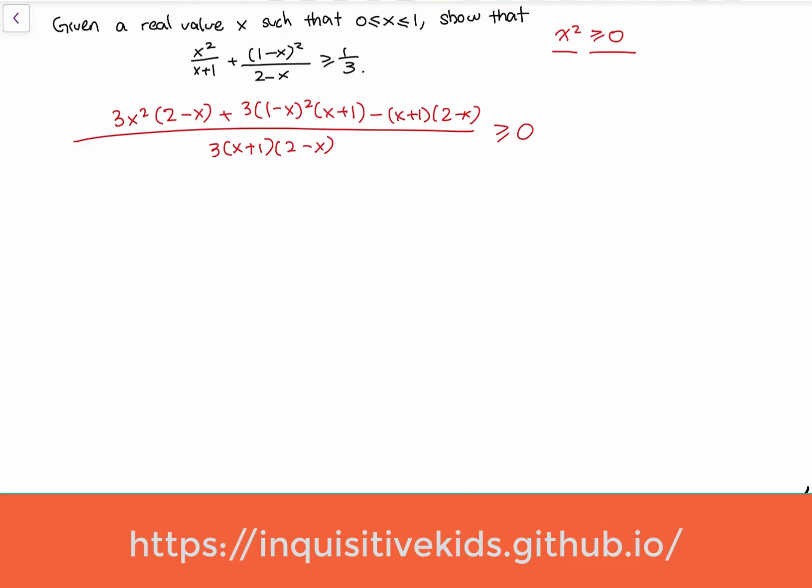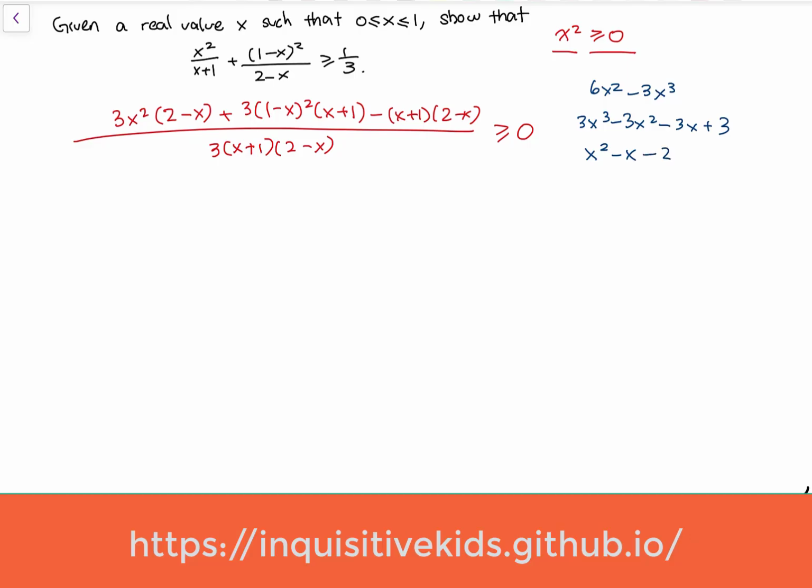So let's first zoom in on the numerator for now. We're going to expand and simplify it. The first term gives us 6x squared minus 3x cubed. The second term gives us 3x cubed minus 3x squared minus 3x plus 3. And our third term gives us x squared minus x minus 2.